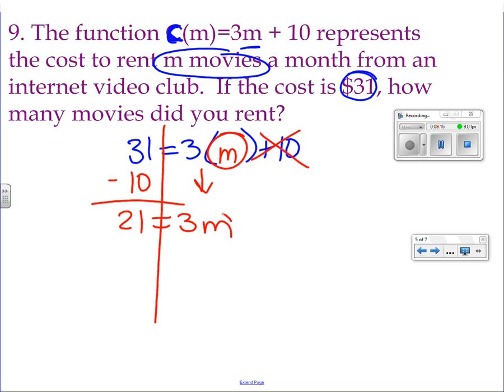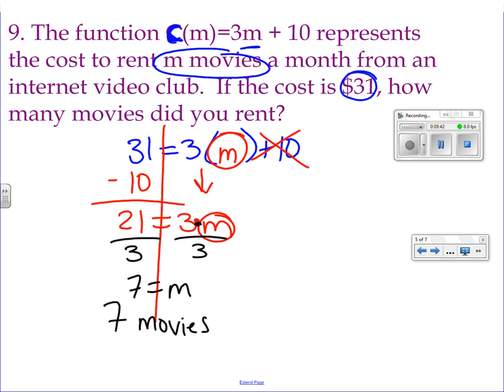I'm still trying to get m by itself. These are being multiplied. What's the opposite of multiplying? Dividing. Let me count by 3s to see how many it takes to get 21. 3, 6, 9, 12, 15, 18, 21, 7. So what we just found is 7 movies is how many were rented if your cost was $31.